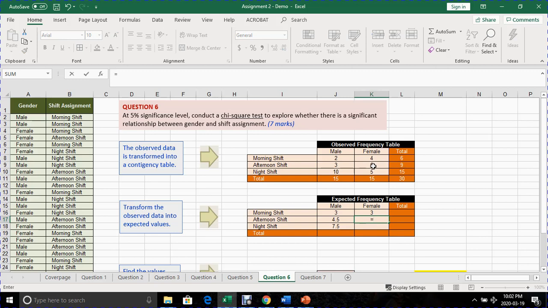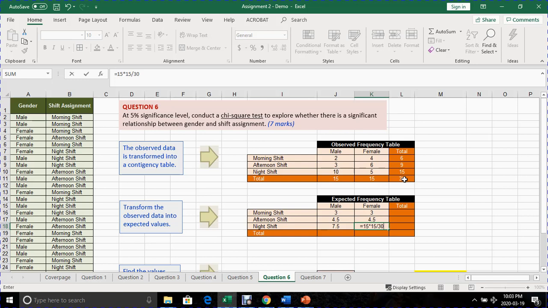Same for 6. To convert 6 to an expected value, that will be the row total 9 times the column total, which is 15, divided by the total sample size, which is 30. The last is 5, which will be 15. The row total for 5 is 15 times the column total, which is 15, divided by the total sample, which is 30.